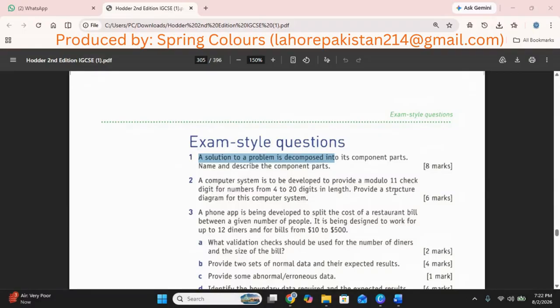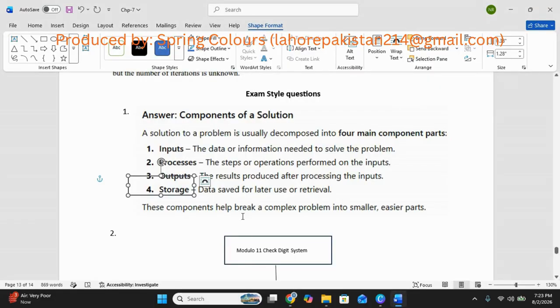Today I am going to solve the first three exam style questions of chapter number 7 of your book. In question number 1, it is said that a solution to a problem is decomposed into its component parts. Name and describe the component parts. As you know, there are four components of a solution.